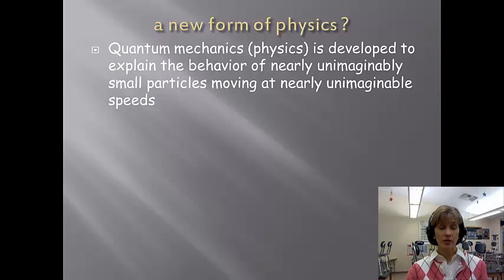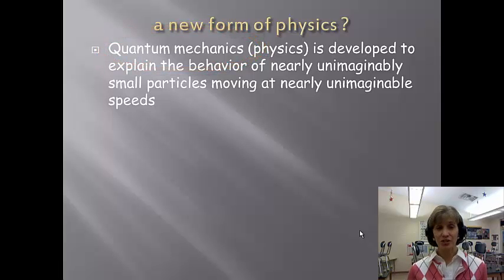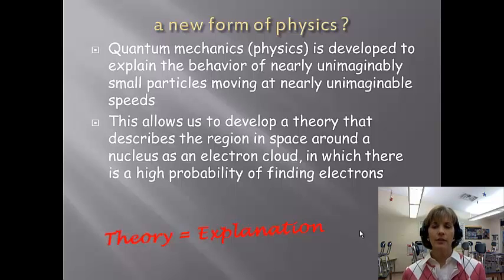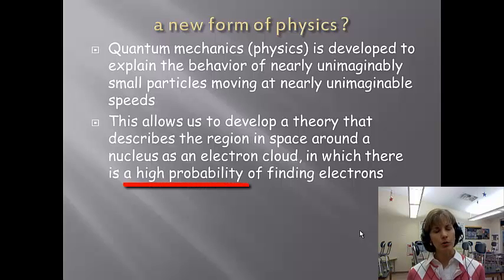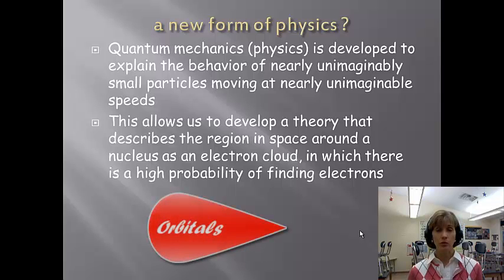This led to a new form of physics called quantum physics or quantum mechanics. Classical mechanics describes motions of big things like cars and baseballs and so on. Quantum mechanics describes these tiny, tiny electrons moving at speeds beyond our comprehension sometimes. And it allows us to develop a theory, remember that's an explanation, that this space around the nucleus, this electron cloud, is an area where it's highly probable or highly likely to find an electron in an atom. We can't tell exactly where it is within that cloud, but we know there are certain areas where that electron is going to tend to be. Those areas are called orbitals.